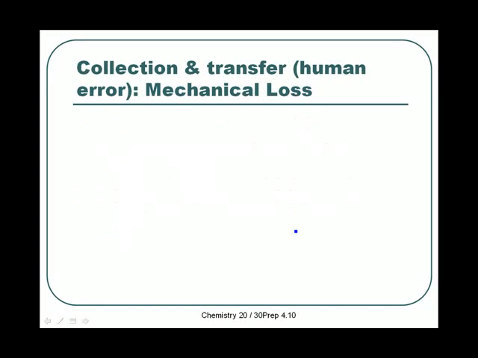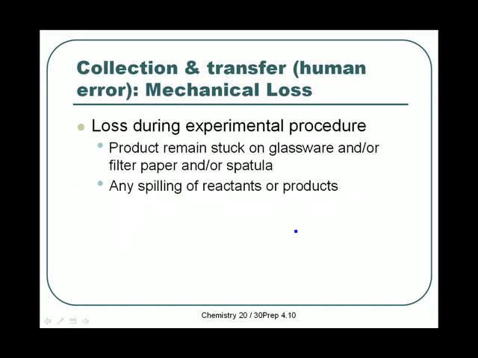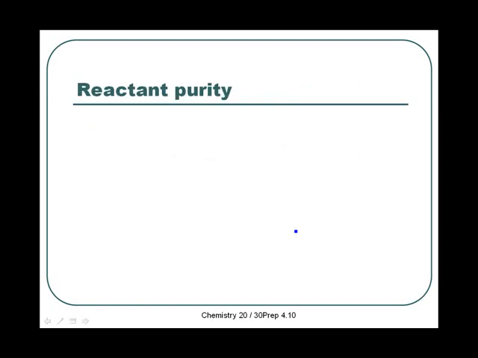The other cause of human error is mechanical loss, which is a fancy word for spilling. Reactants get spilt, stuff gets stuck and remains on glassware and filter paper and on spatulas when we try and collect it. So anytime we transfer something, a little bit gets left behind. And often people spill, we're only human. And so anytime you spill a reactant or product, that's going to lessen your result.